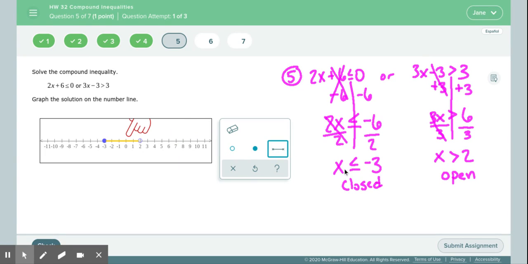And the first one is going to be numbers that are less than negative 3. So numbers that are less than negative 3 would be negative 4, negative 5, negative 6, and so on. This inequality tells me numbers that are greater than 2. So what are numbers greater than 2? Well, 3, 4, 5, 6, and so on.